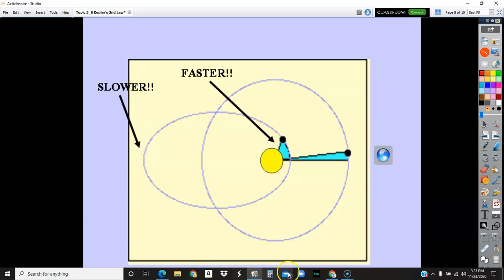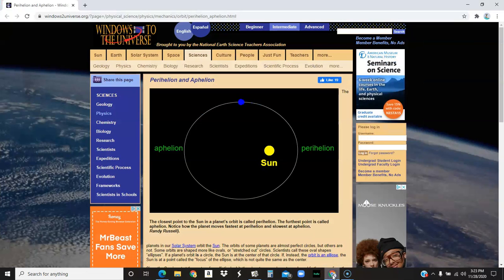This animation, where is it? Let me show you that. So this is going to show, now this is exaggerated, but this is showing you over here on the left is aphelion, and over here on the right is perihelion. So again, we're further away when we're out here. Notice we slow down. This is Earth traveling in its orbit. And then when we get closer to the sun, we increase our speed.